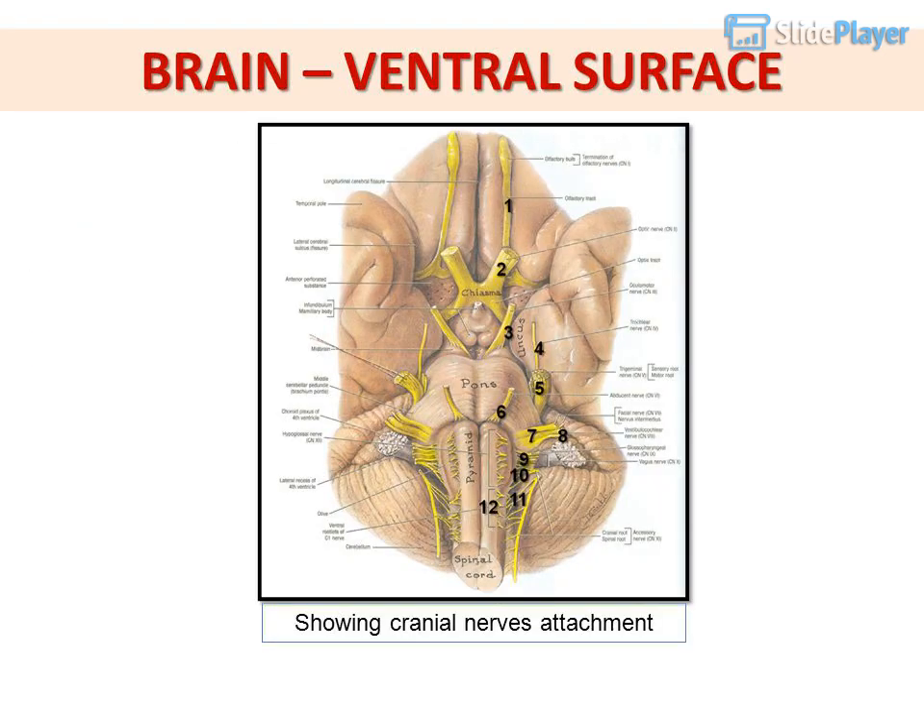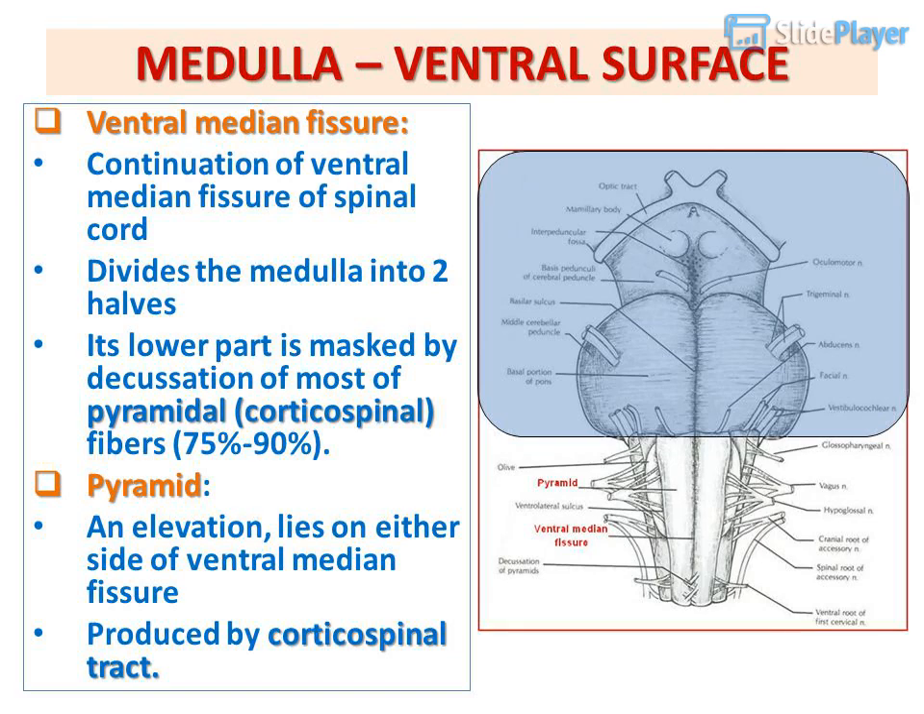Brain, ventral surface, showing cranial nerves attachment. Medulla, ventral surface. Ventral median fissure: continuation of ventral median fissure of spinal cord. Divides the medulla into 2 halves. Its lower part is masked by decussation of most of pyramidal, corticospinal, fibers, 75% to 90%.